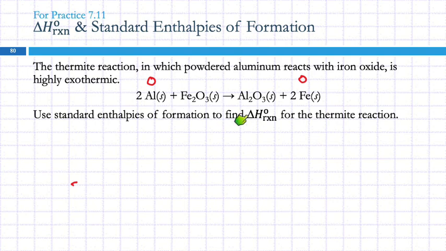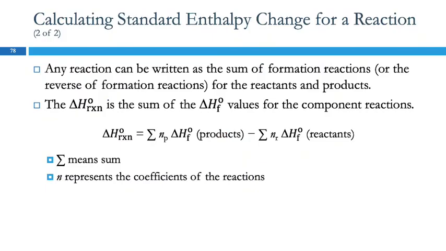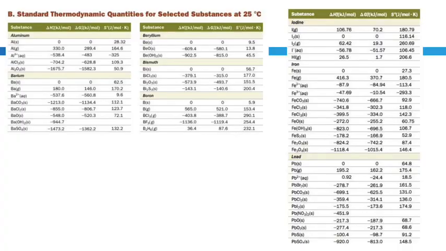I need these two guys, so I'm going to go and look them up. Over here, there's my Al2O3, and that's negative 1675.7.